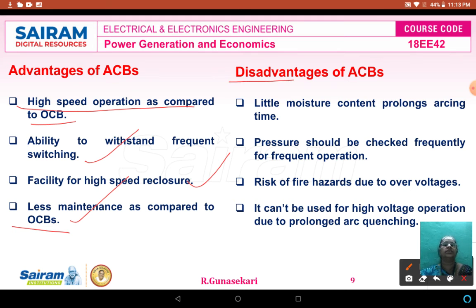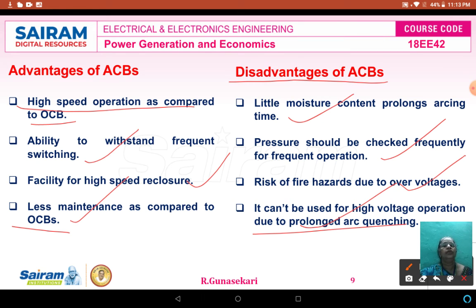Then the disadvantages of the air circuit breaker or air blast circuit breaker: a little moisture content prolongs arcing time. Pressure should be checked frequently for frequent operation, and there is a risk of fire hazard due to overvoltage. It cannot be used for high voltage operation due to prolonged arcing. Due to this problem, this type of circuit breaker cannot be used for high voltage operation in substations.